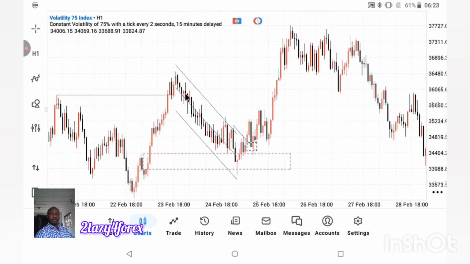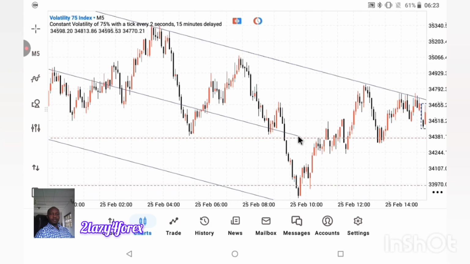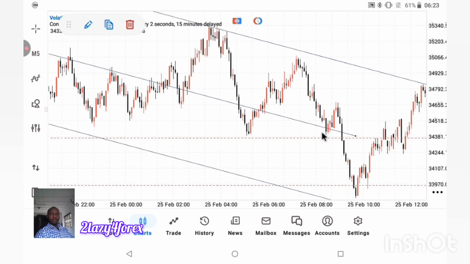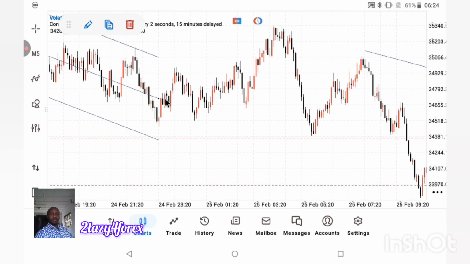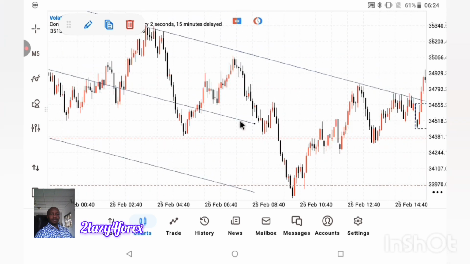Let's look at it. You have a pullback and we are trying to enter. So it's more like a wedge pattern, for people who trade wedge or know about wedge. So let's go back in. In the red channel, you only follow the last line.